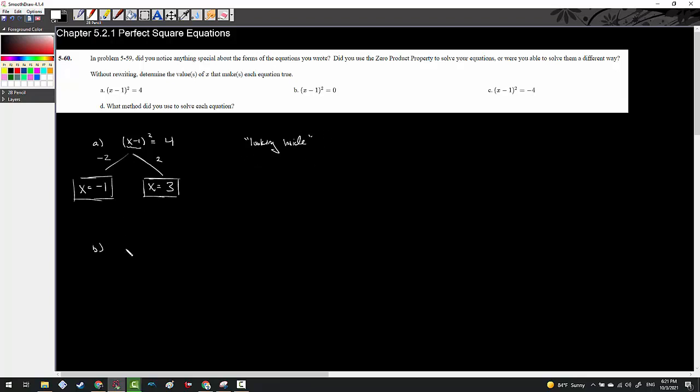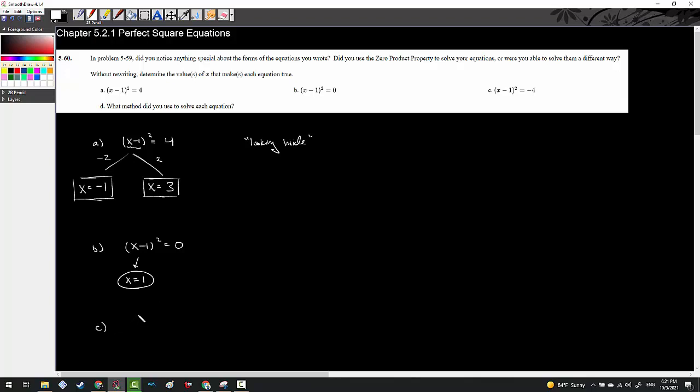In B, (x - 1)^2 is equal to 0. And so, with anything squared becoming 0, I think there's only one option in this case. I think x can really only be 1, because I can't make the inside negative or positive like I did in the last problem. So hopefully just x being 1 is good enough of an explanation.